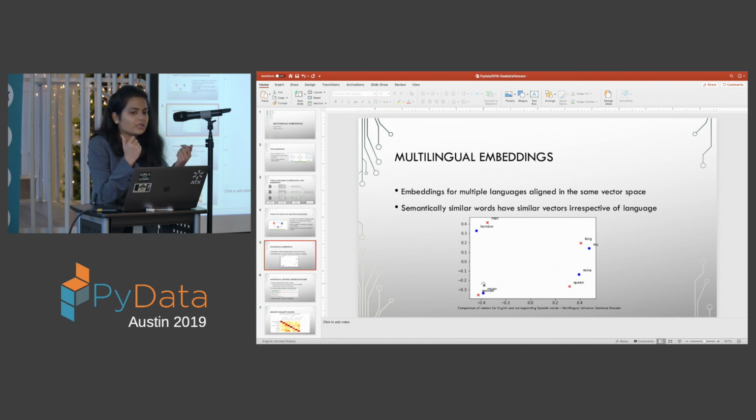So it's very easy to use. If you're already using, say, a Gensim word-to-vec model, you can just replace the word-to-vec embeddings file that comes for English with the multilingual one. And now, all of a sudden, you can use your same model for different languages.